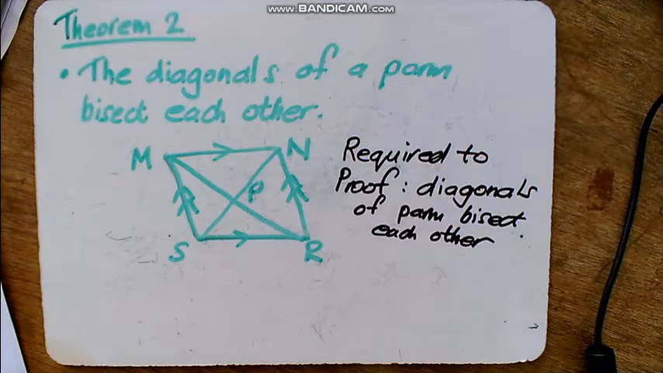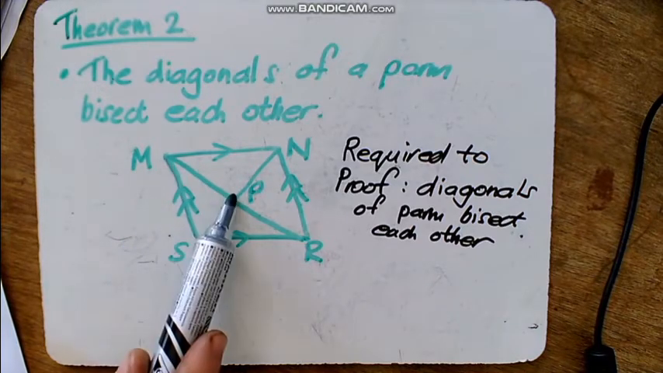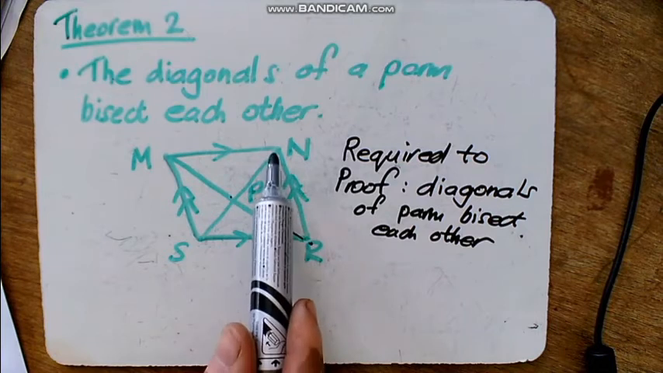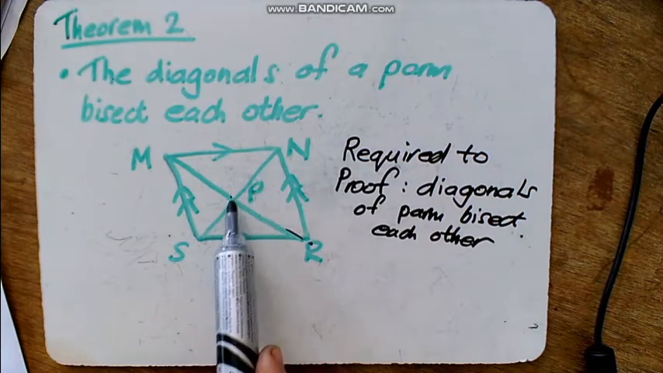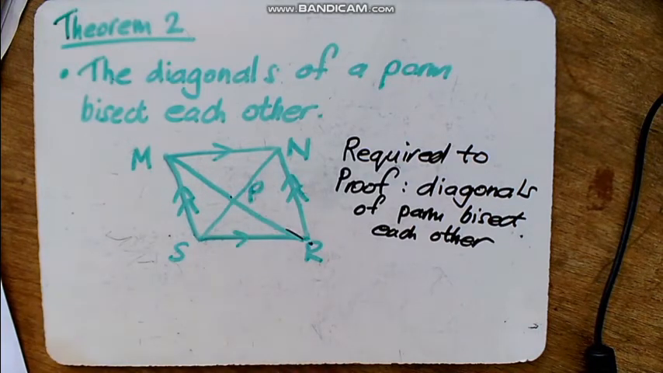Good day class. Today we're looking at Theorem 2. The diagonals of a parallelogram bisect each other. So the diagonals will be these: MP and PR, NP and PS. That would be the diagonals. Required to prove: the diagonals of a parallelogram bisect each other.